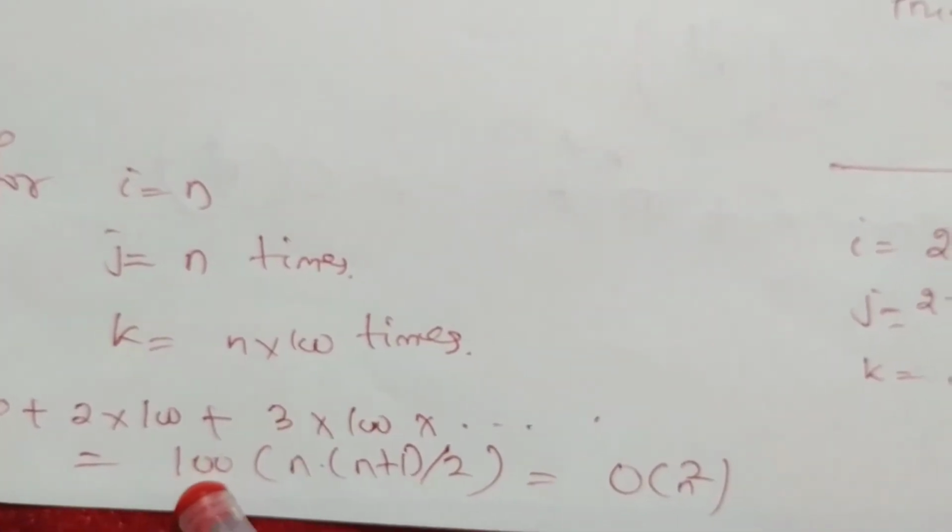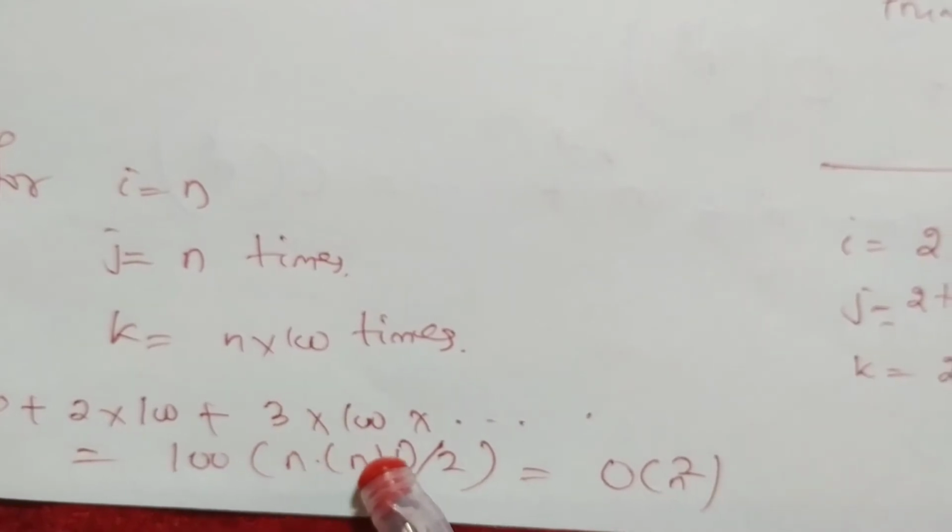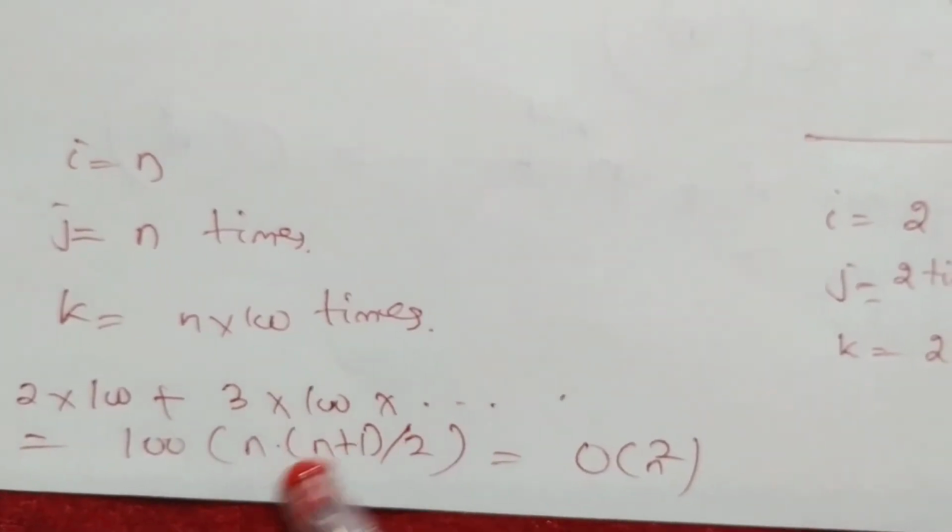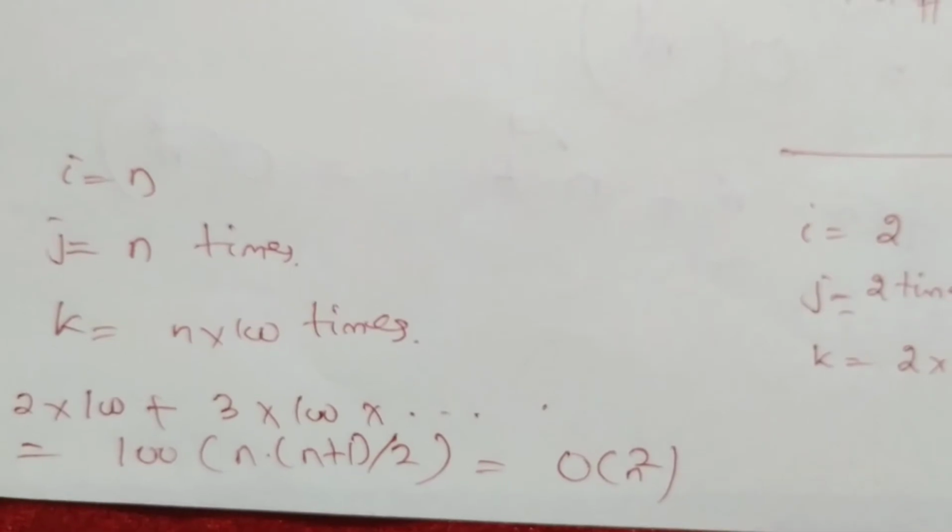If we take 100 as common, then it is n into n plus 1 by 2. Simply, this is order of n square, the complexity of this algorithm.